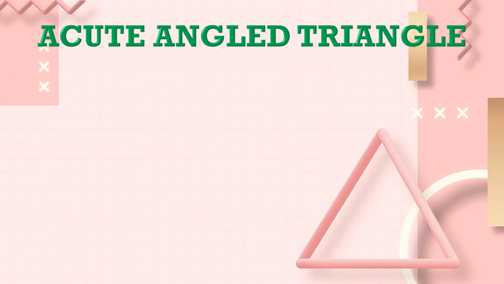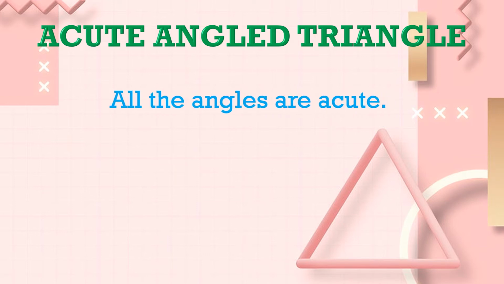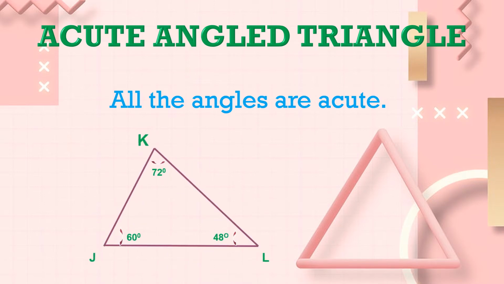So the very first one is an acute angled triangle. Now what do you mean by an acute angled triangle? Well, it is a triangle in which all the angles are acute. For example, this is a triangle JKL in which the angles are 60 degrees, 72 degrees and 48 degrees, and as you can see all the angles are acute over here, so it is called an acute angled triangle.